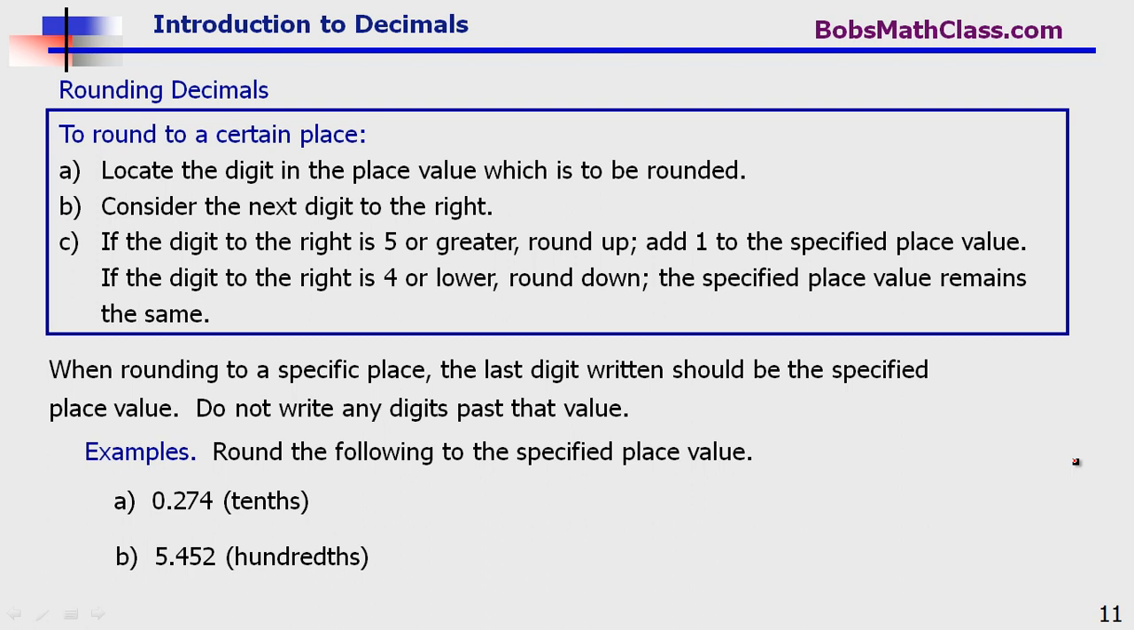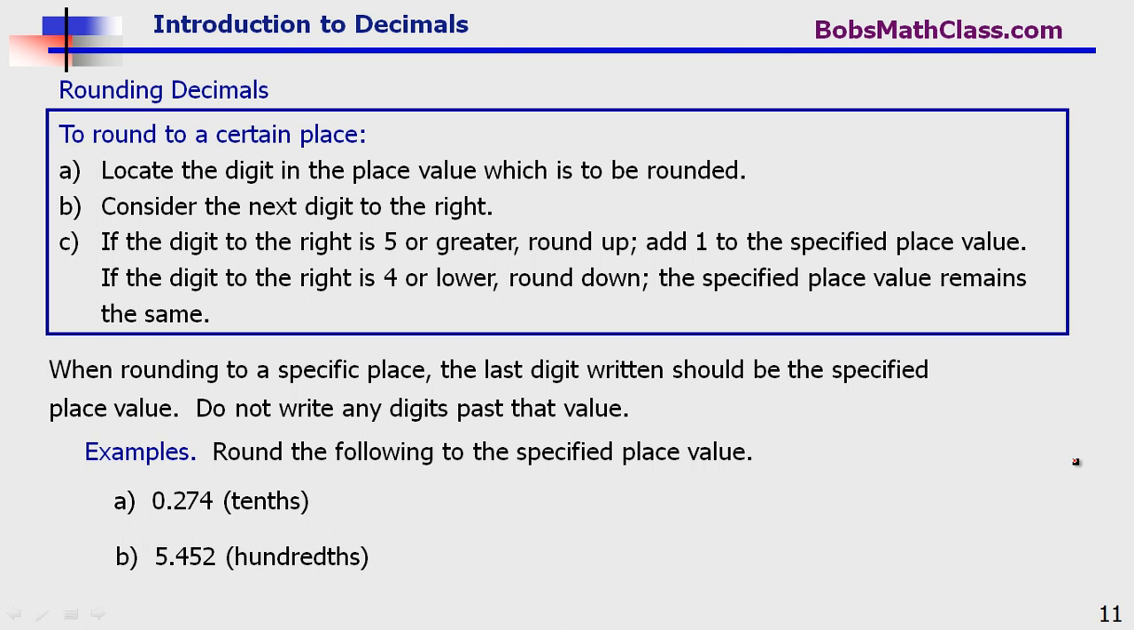When rounding to a specific place, the last digit written should be the specified place value. Do not write any digits past that value. So if they tell you to round to the tenths, the last number that you write down is the tenths. If they tell you to round to the hundreds place, the last number you write down is the hundreds place.